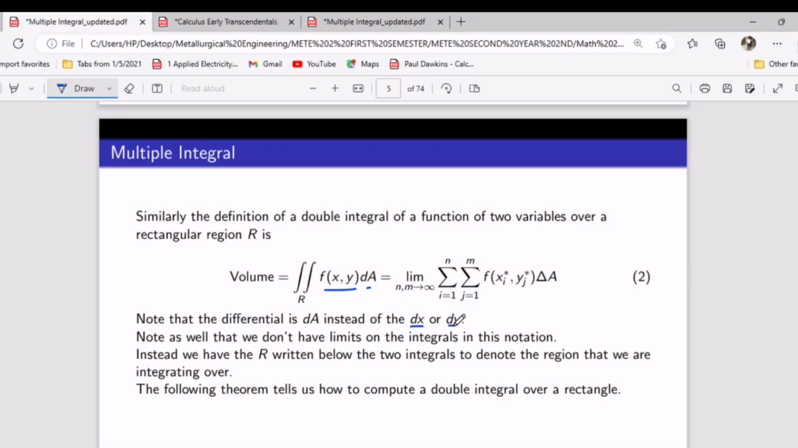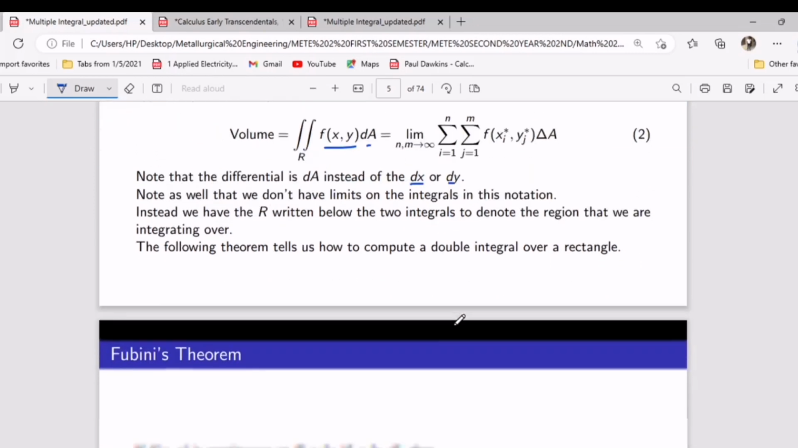It depends on you. Why do I say that? You get to know that because the dA can be dy dx or dx dy, depending on how you position it to solve it, right? Yes. So let's get into it.